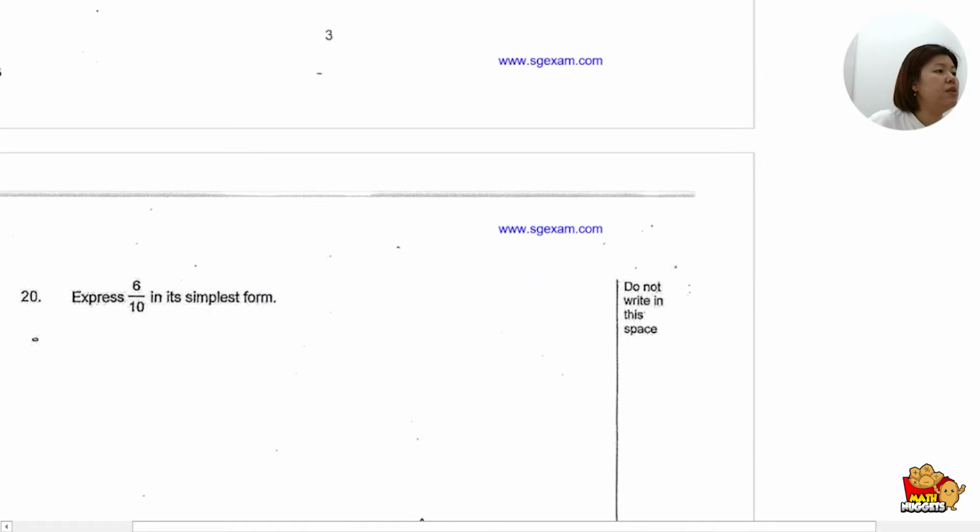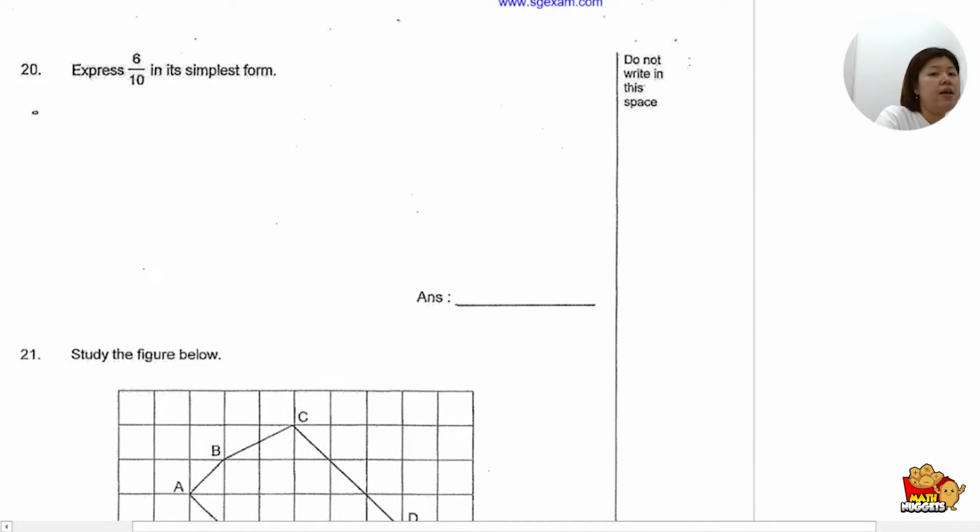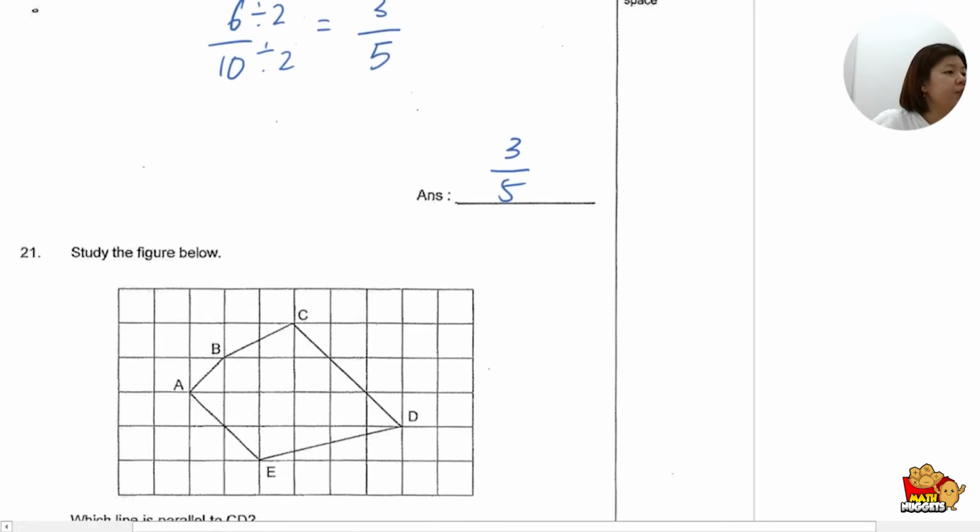Okay, next one. Express 6/10 in the simplest form. So you must divide by 2 to make it simplest.